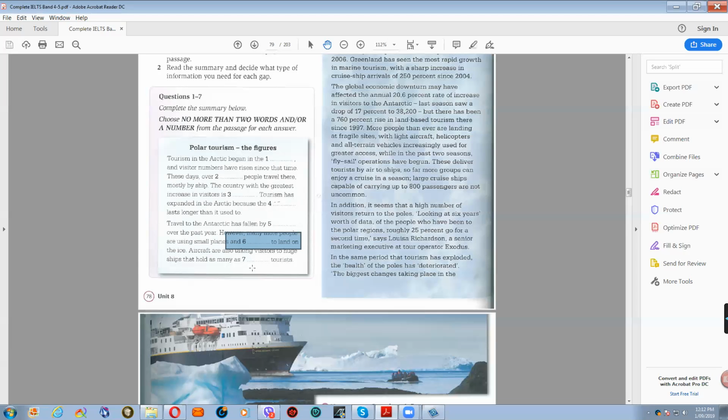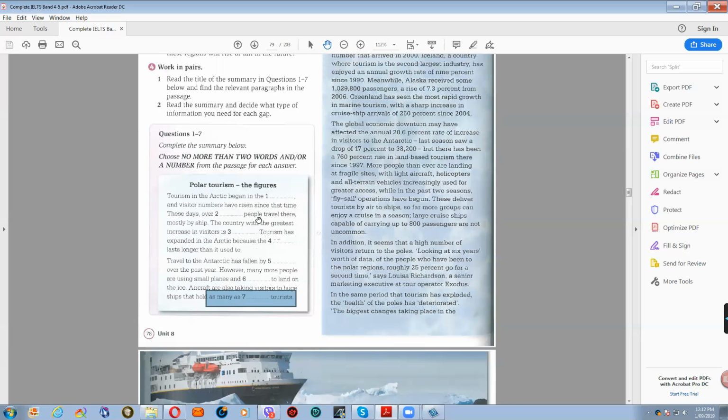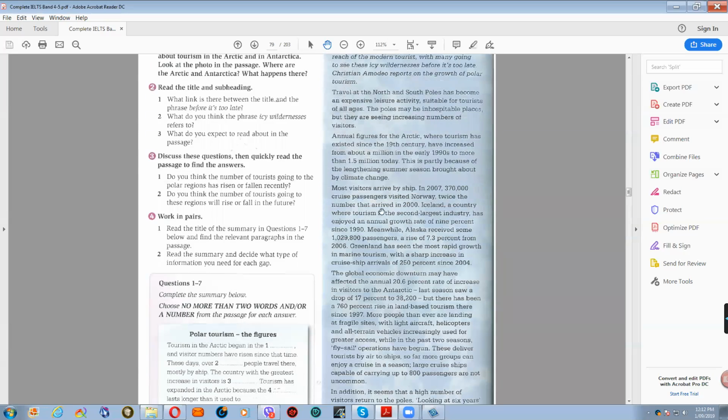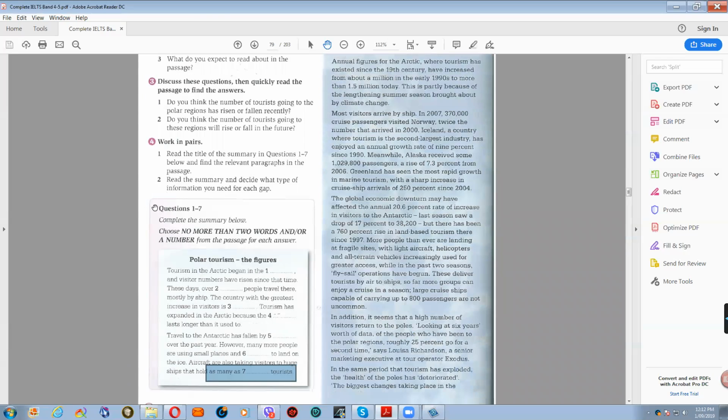Number 7, what are we looking for? As many as... what is it? It's a number. Okay, number again. All right. Tourism in the Arctic began when? Actually, what I'll do.